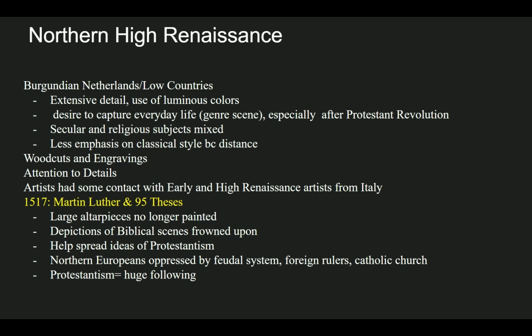We're going to see woodcuts and engravings. Some of these artists had contacts with Italian artists. And then what really changes things is Martin Luther and his 95 Theses ushering in the Protestant Reformation. We won't really see large altarpieces or biblical scenes. And Protestantism really picks up because these Northern Europeans had been pretty oppressed by feudal systems, foreign rulers, the Catholic Church, etc. And so Protestantism becomes this form of freedom.